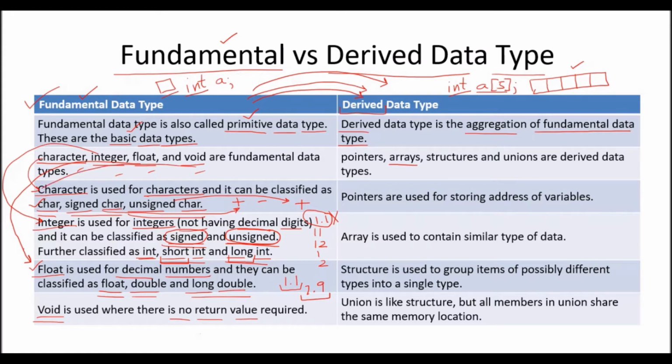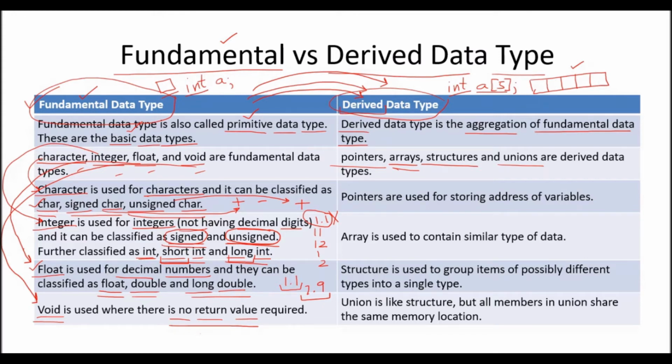In the float we are having the decimal values, which is float, double, long double. Then we have discussed the void. In the void there is no return value. So these are all four fundamental data types. Fundamental means something which is inbuilt into the system. Now from inbuilt we are deriving a few things called the derived data types, and pointer, array, structure, union, these are the derived data types.